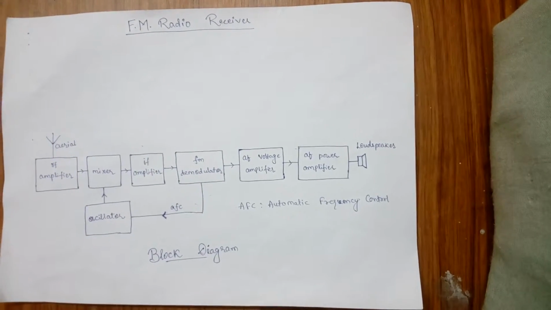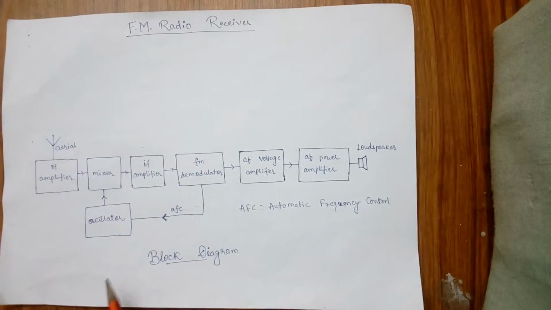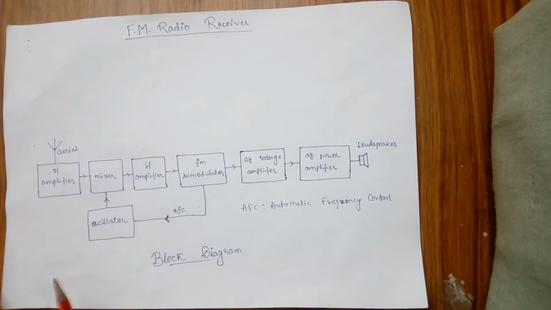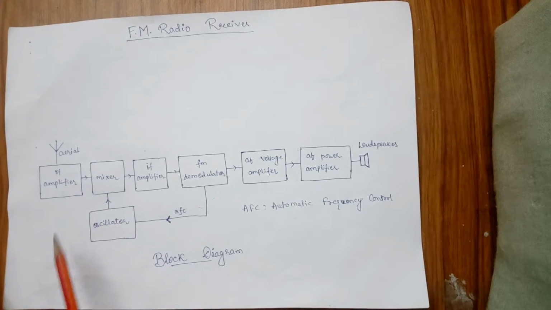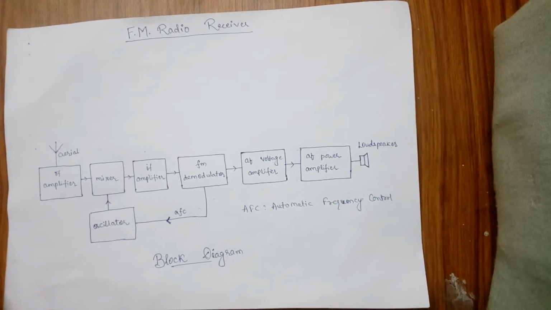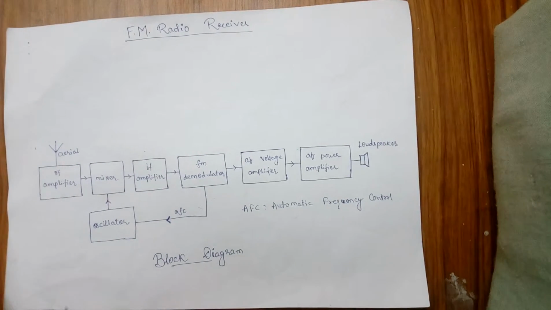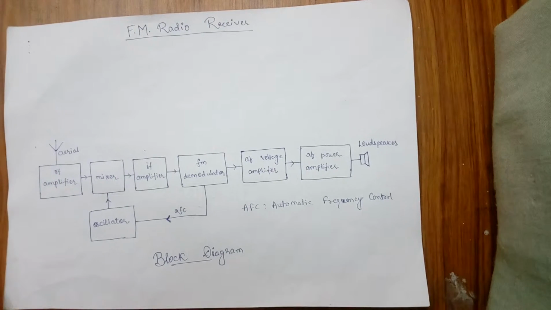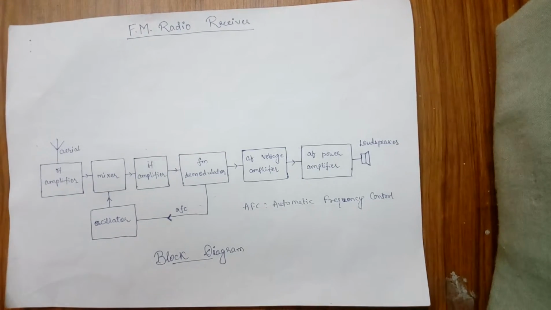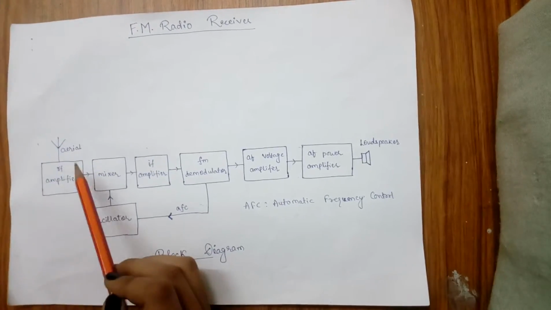Let us understand the FM radio receiver by block diagram. This is the block diagram of an FM radio receiver. It starts from the aerial, which is an antenna. It receives many signals, out of which not all are the desired ones. So we need to select the desired signals. So the signal received by the aerial enters the RF amplifier.